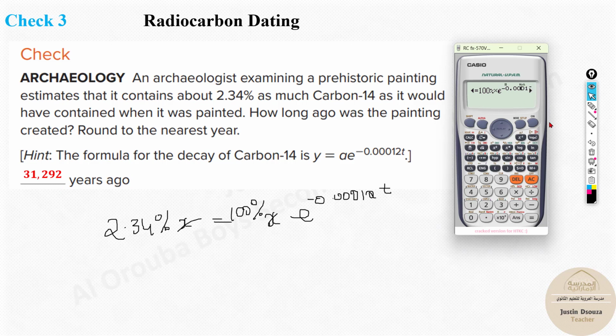So remember to write all the given values properly, and you need to press shift and solve, not equal to then equal to. You'll get the correct answer. It is 31,292. So this is the answer. This is the equation. It's very simple to solve. All the problems are just similar to this.